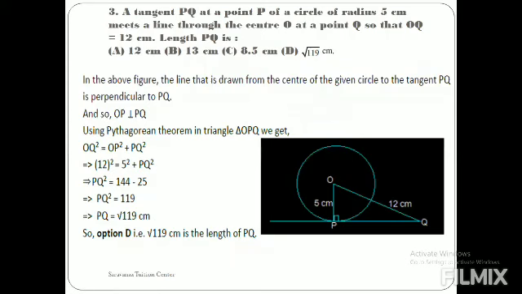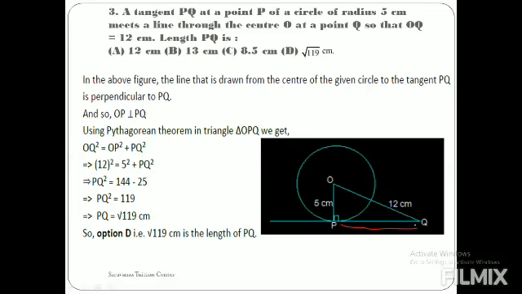A tangent PQ at a point P of a circle of radius 5 centimeter meets a line through the center O at the point Q, so that OQ equals 12 centimeter. They have given the radius and the hypotenuse, so you need to find the other side, that is, you need to find PQ.